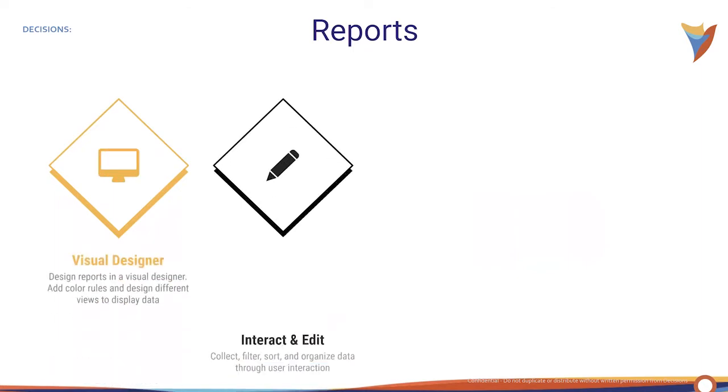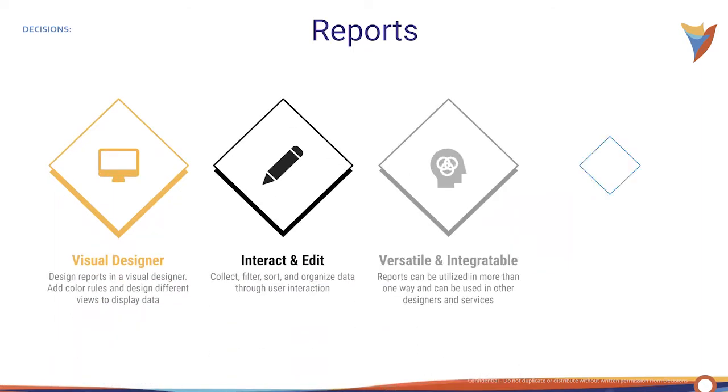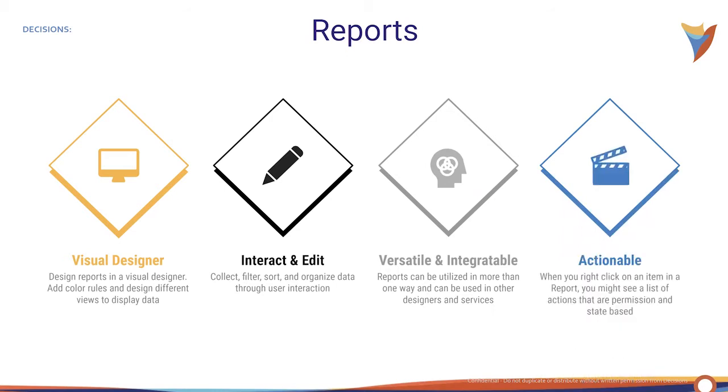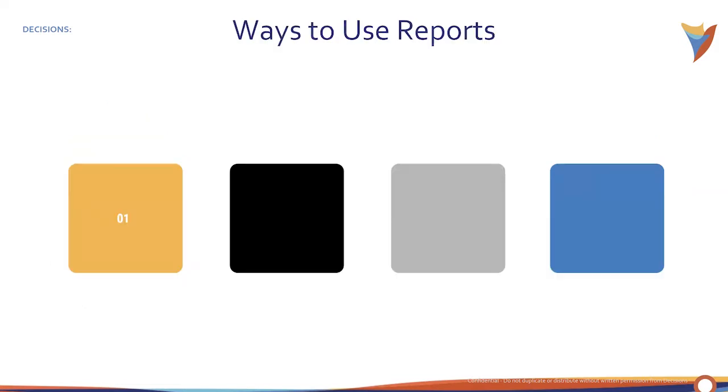Before we get started, I will give a quick overview of how we create reports and what the benefits of reports are. Reports in Decisions version 8 are created in a visual designer, just like the previous versions. We can add grouping and filtering on the report data, and then we can use the report to take some user actions and perform some functions depending on what the user selects and clicks on.